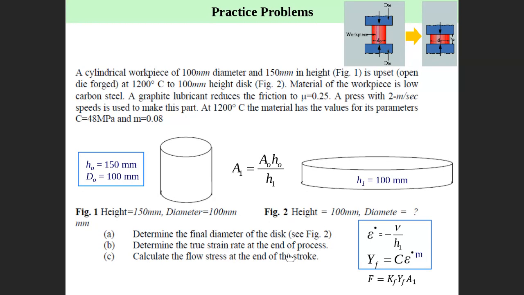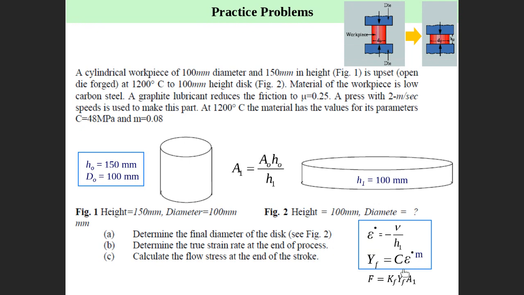Second, what is the true strain? What is the true strain rate? True strain rate equals minus V divided by H. Minus here only means it is a compression. So minus V divided by H1. V is given, speed is given, 2 meters per second, divided by H1, which is the height, 100 millimeter. This is the actual true strain rate.